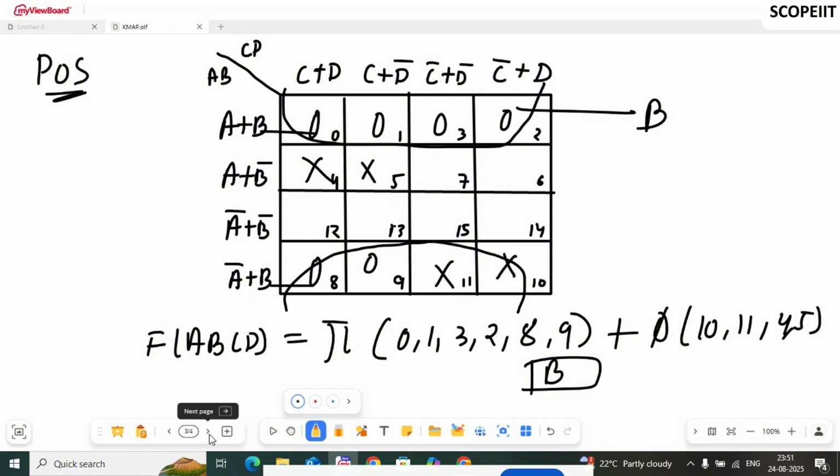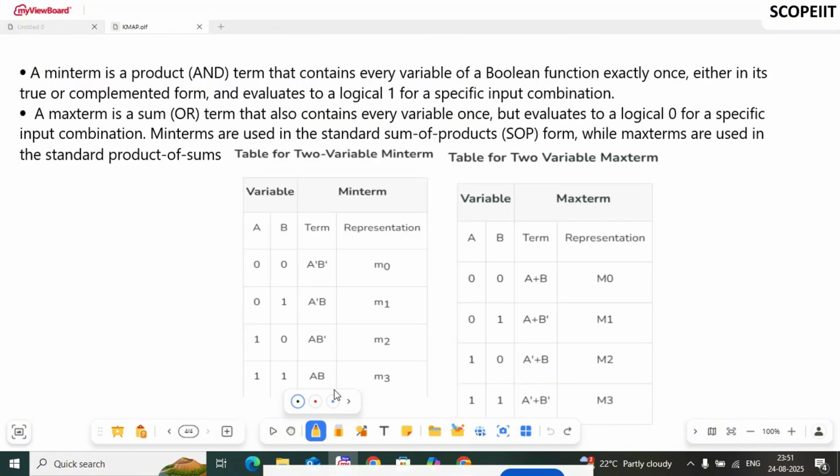Now suppose you are preparing for some exam where they'll ask a 2 marks question. Even in K-map they can ask you to define min term, define max term. It's a small topic, so I've prepared one slide. Just learn this definition, they can ask this in exam. If you're giving exam for BCA and all, a 2 marks question they can ask this. So see, what do you mean by min term? Min term is basically a product term that contains every variable of a Boolean function exactly once, either in its true or complemented form, and it evaluates to logical one for a specific input combination.